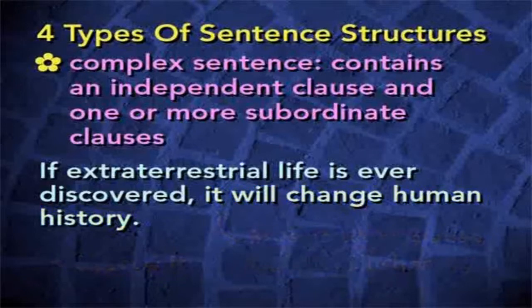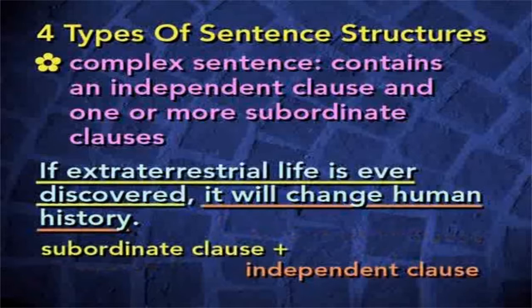In this case, therefore, we have a subordinate clause first, followed by an independent clause. The two things work together to create a single, complete thought. If extraterrestrial life is ever discovered, it will change human history. The first clause sets up a possibility, and the second clause explains what would happen if that possibility comes true. So the two clauses work together to express one complete idea. And therefore we have a correct sentence which is known as a complex sentence, because that's what a complex sentence does.